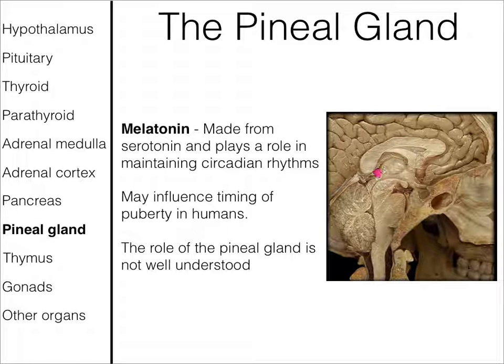Melatonin may also influence puberty timing in humans. Exactly how that works is not terribly well understood. But we do know that the pineal gland begins to atrophy after puberty and seems to become much less functional at that point. It is located pretty much right in the center of the brain. So it probably does something important, but who knows?